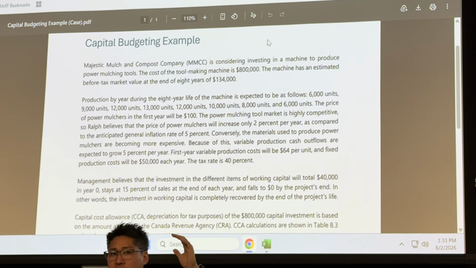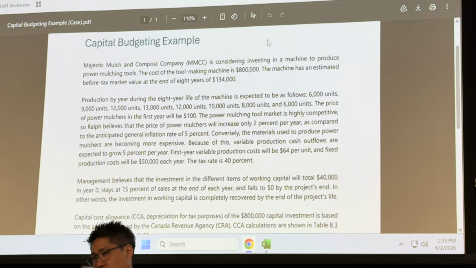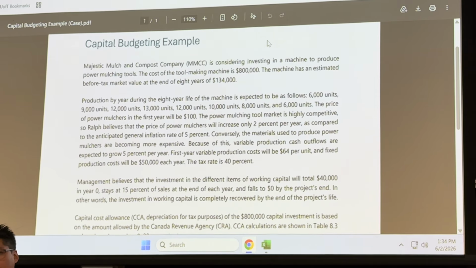Long questions. You're going to have to read through everything to understand the scenario in order to construct this capital budgeting framework. These questions can easily take up half an hour.